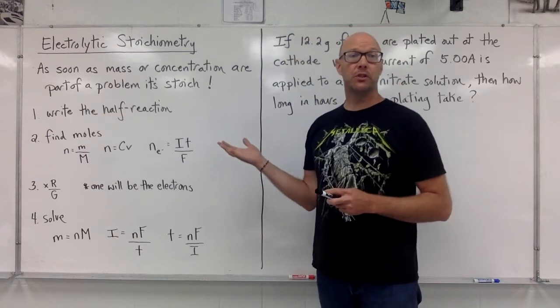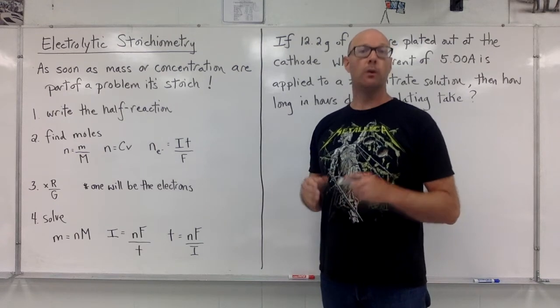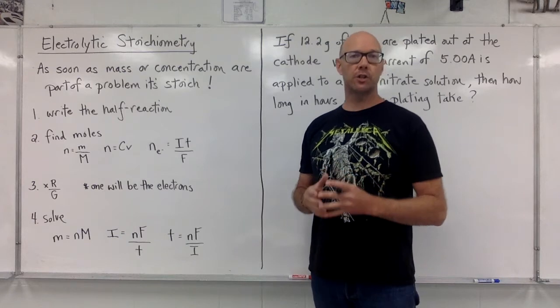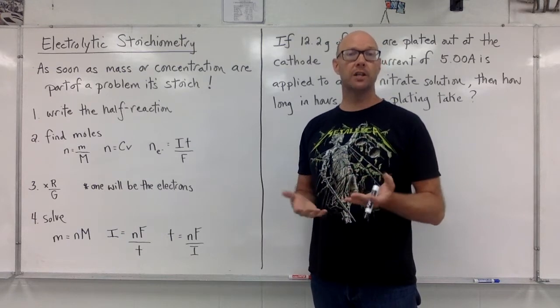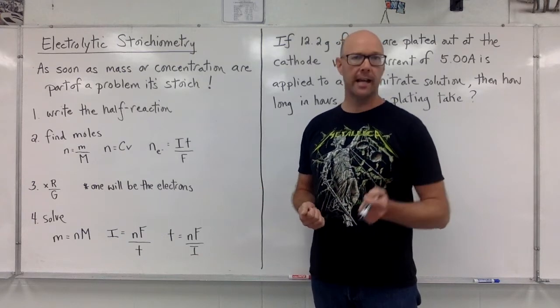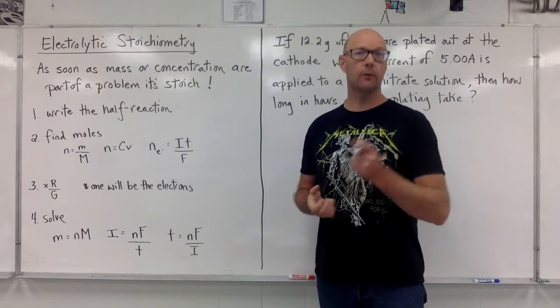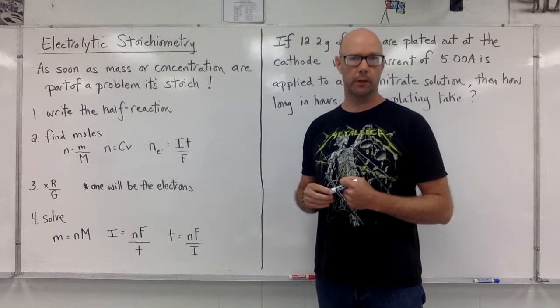Our first step is to write the half reaction. We don't need to spend time making a list or any of that. Based on the description provided to us in the question, if we read carefully, we'll be able to figure out the half reaction. We can even look up the half reaction in the data booklet.